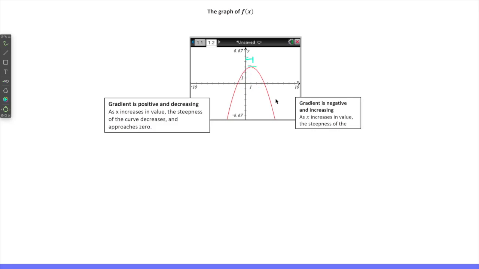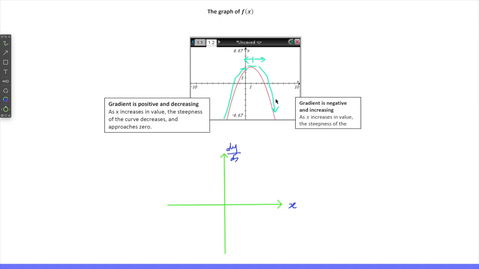Before x is equal to 1, what we can see is that we have a positive gradient. It starts off quite steep, becomes more shallow, and then after x is equal to 1, it becomes more and more negative. So it starts off quite shallow and becomes more steep. Now let's translate each of these three steps.